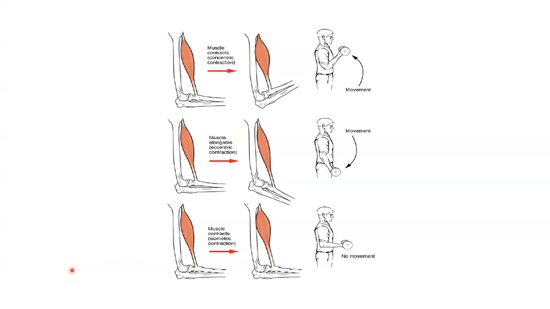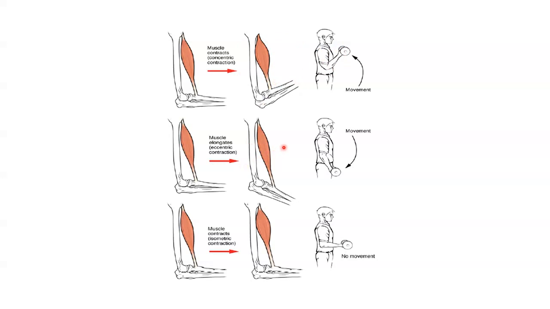So just to recap those three different types of muscle contractions, and again, we're going to look at a bicep curl. So we have our concentric isotonic muscle contraction, where a muscle shortens while it produces force. So our biceps brachii is undergoing a concentric isotonic muscle contraction when we're lifting that weight up. It's shortening.